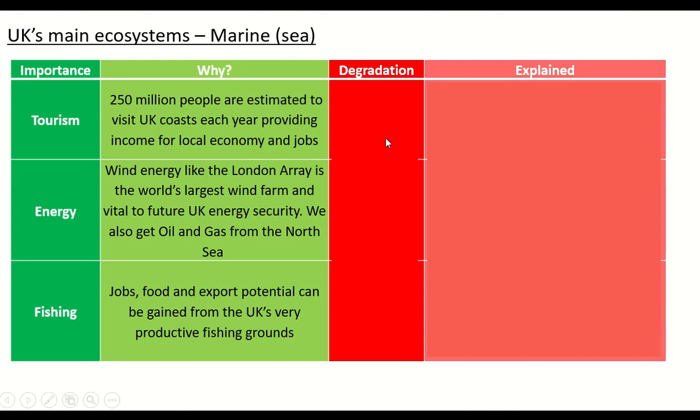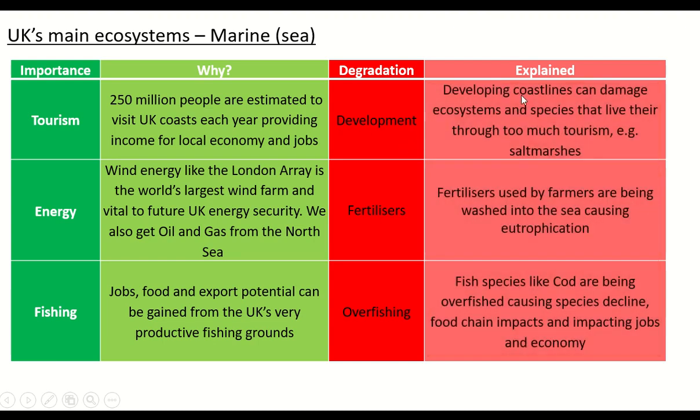So, degradation. Now these don't necessarily match up, but we are degrading our marine ecosystems in a few ways. Largely through development, use of fertilizers, and from overfishing. So development: because tourism is worth so much money, a lot of places cotton onto that and start to develop hotels and buildings. As a result, those coastlines can actually damage any ecosystems and species that live there, and too much tourism, yes, it's good for money, but it's not so good for environments like salt marshes, like you'd find in Blakeney, for example.